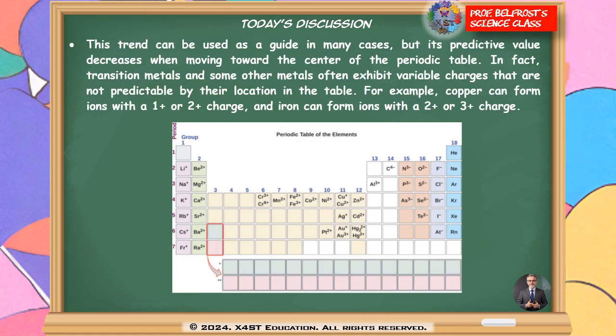This trend can be used as a guide in many cases, but be careful, its predictive value decreases when moving toward the center of the periodic table. In fact, transition metals and some other metals often exhibit variable charges that are not predictable by their location in the table. For example, copper can form ions with a positive 1 or positive 2 charge, and iron can form ions with a positive 2 or positive 3 charge. So be careful.